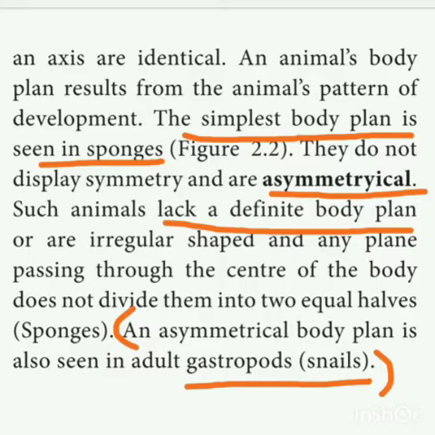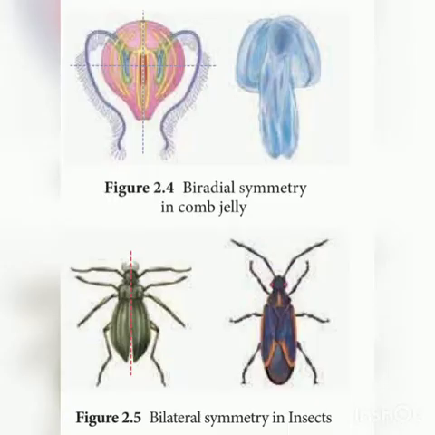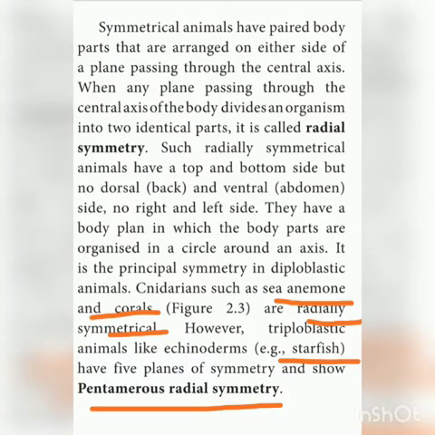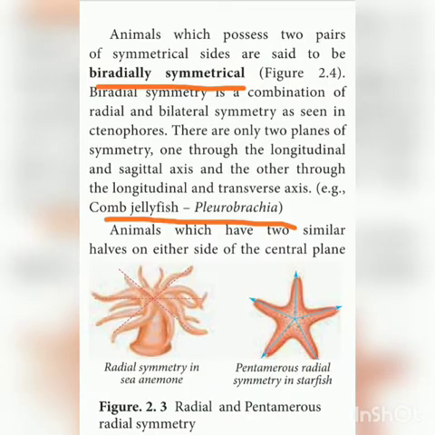And then pattern of symmetry, there are asymmetrical, radially symmetrical, biradially symmetrical and bilaterally symmetrical. So இதில் வந்து pentamerous radial symmetry எந்த animalல் இருக்குதுன்னு ஒரு question வரும். So pentamerous radial symmetry is found in starfish. Okay, மற்றபடி symmetry எல்லாம் நம்ம ஏற்கனவே நிறைய classesல் பார்த்தாச்சு.